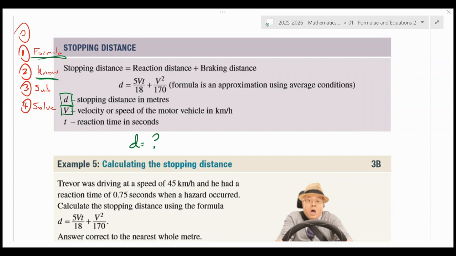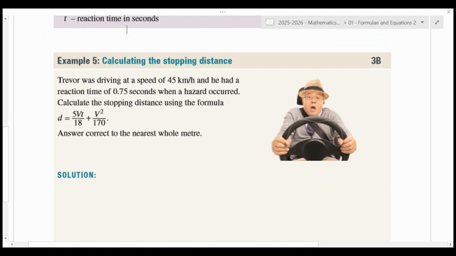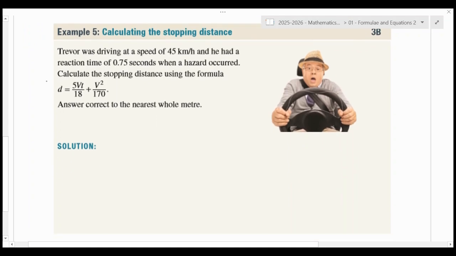It is the subject of the equation. Okay, so let's have a go at it now. Example 5 is calculating the stopping distance. They've given you the formula in the question, which is very nice. That means we don't have to do step 1, because they've already written down the formula.